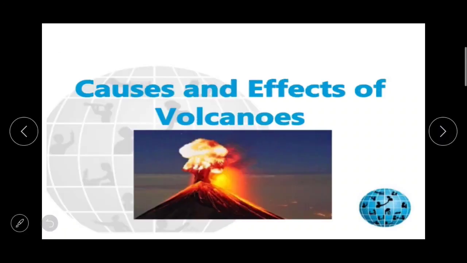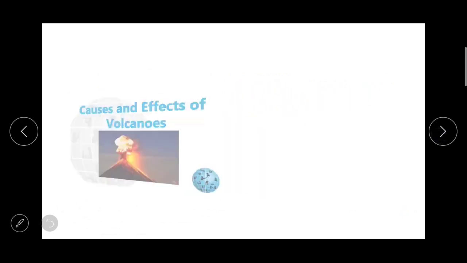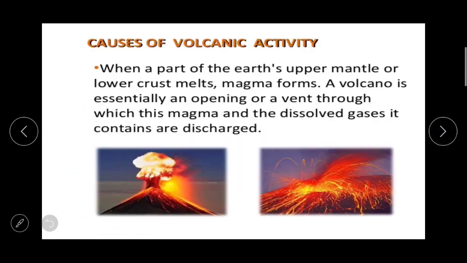Now, the next thing, causes and effects of volcanoes. And the first thing, causes of volcanic activity. When a part of the Earth's upper mantle or lower crust melts, magma forms, and a volcano is essentially an opening or a vent like this, through which this magma and the dissolved gases it contains are discharged.